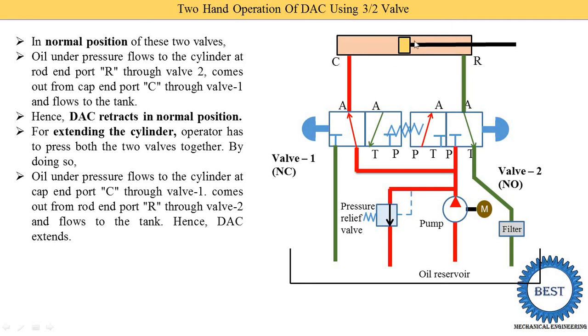At the same time, some oil present on the right side of the cylinder goes to the R port, and from the R port to the A port of valve 2, and the A port of valve 2 is connected to the T port of the tank, and then it goes to the tank via the filters. It is called the double acting cylinder extending. Extend means it moves from left to right.